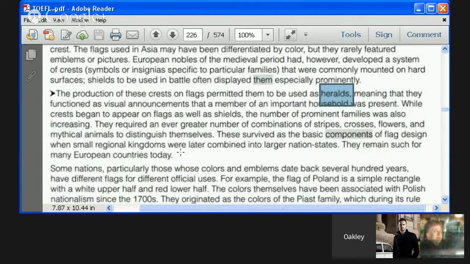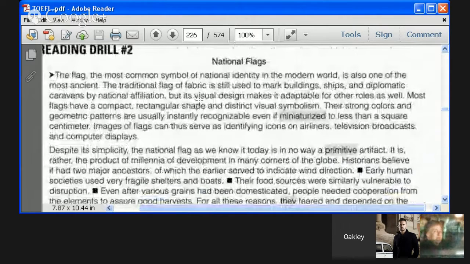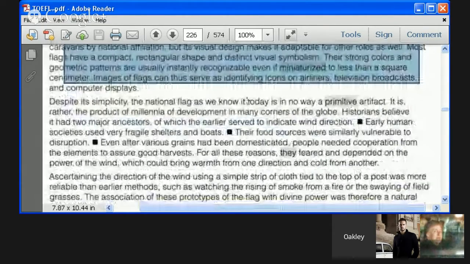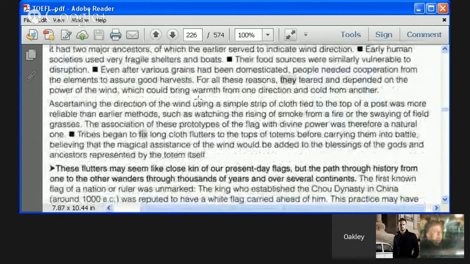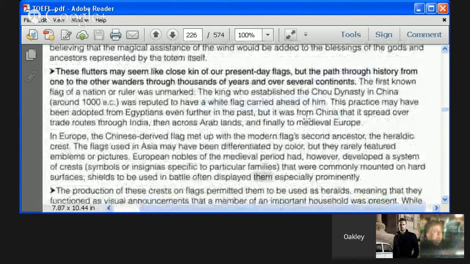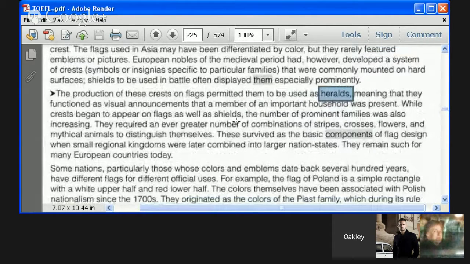By now, you should have an extremely clear idea of what the author's doing. All right, he introduces, okay, this is what a flag is physically. Then primitive concepts of flag, the wind, how that influenced the flag. He's telling you a chronological order story. Okay. Then he talks more about history, and he continues with the history, crests, heralds.